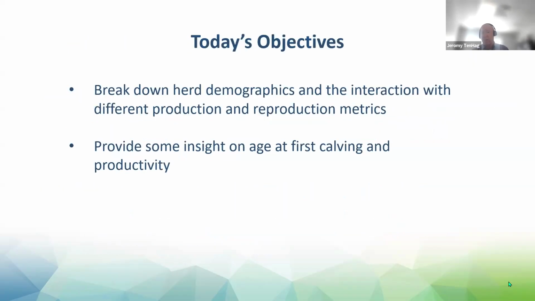Today's objectives, very specifically, we want to break down herd demographics and share some of the further insight that we've gleaned on how herd demographics link with production and maybe reproduction. And then I'll share with you also some insights that we have on age at first calving and productivity. We spent a little bit more time on this this past year, and it was totally based on questions and comments we received from folks that attended these meetings last winter.